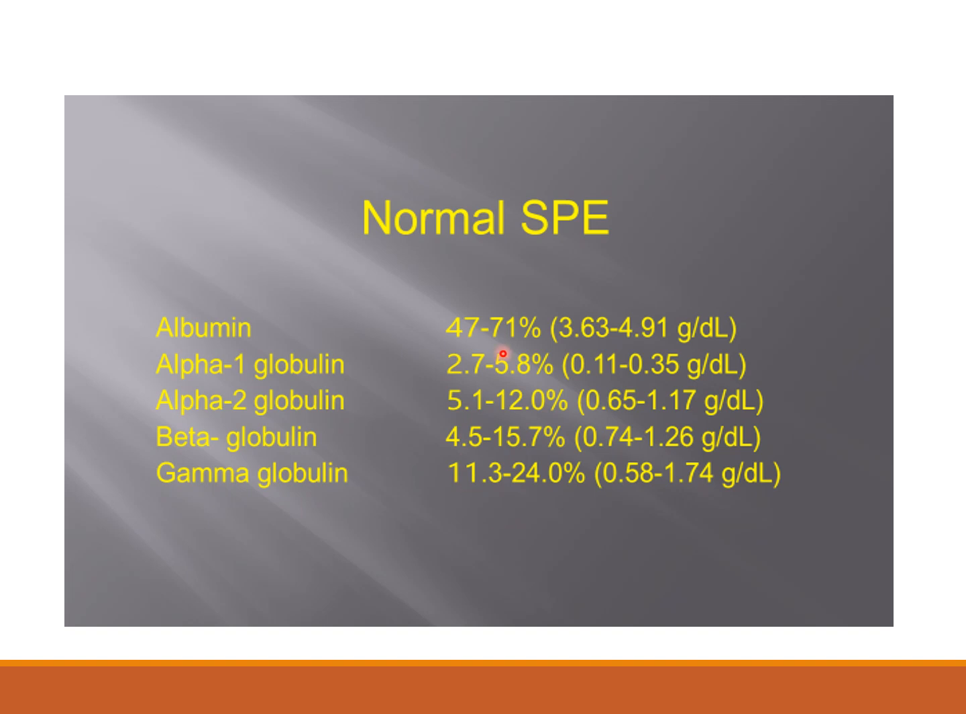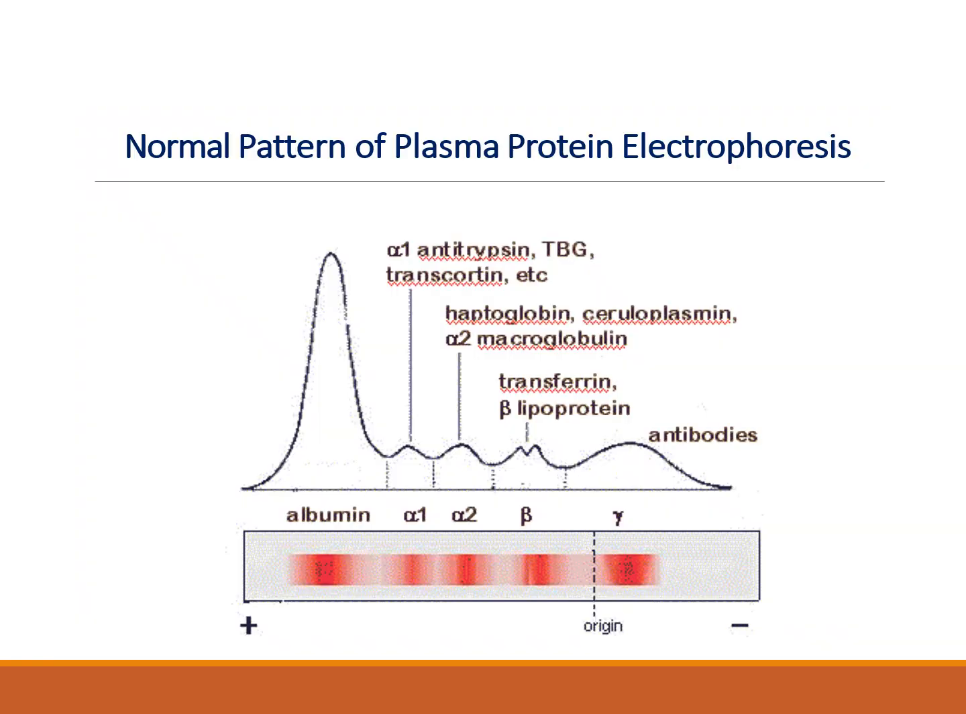The normal reference range I have given here, note it down because you have to write it when answering the electrophoresis 5-mark question. Albumin is given in gram per dL as well as percentage, then alpha 1, alpha 2, beta and gamma globulin. This is the normal pattern you should draw, because when comparing with the case conditions, you should compare with the normal. Without drawing the normal, you won't draw the case condition.